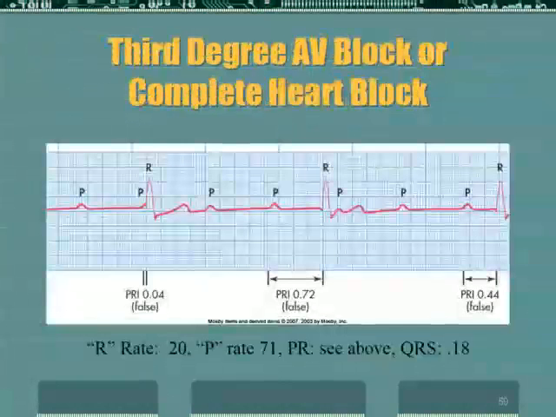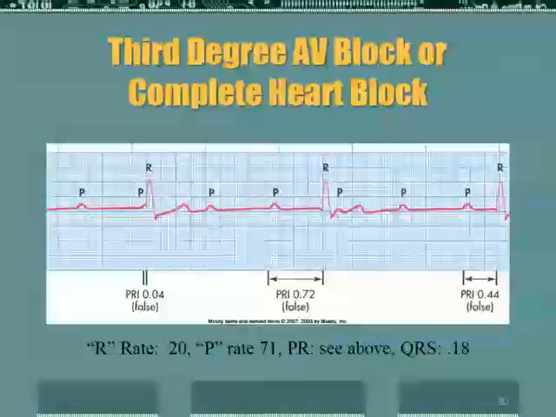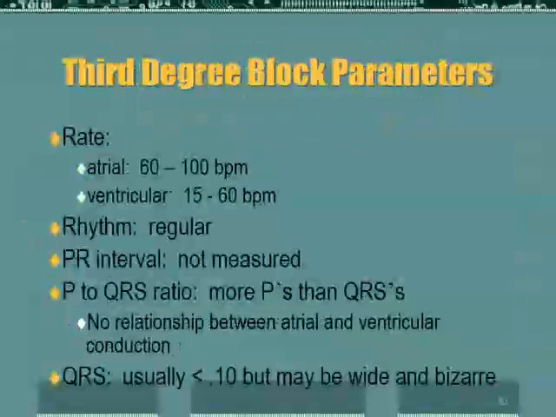And with this particular heart block, as you can see, the atria are pretty much doing their own thing. The ventricles are pretty much doing their own thing, and neither one is talking to each other. So that's the problem that we have. The atrial rate may be 60 to 100. Ventricular rate may be anywhere from as low as 15 to as high as 60.